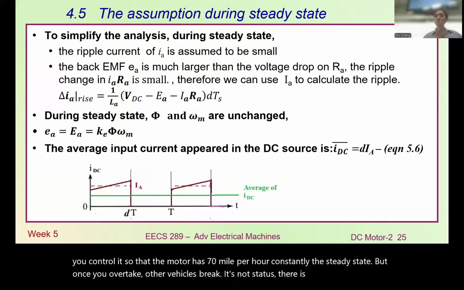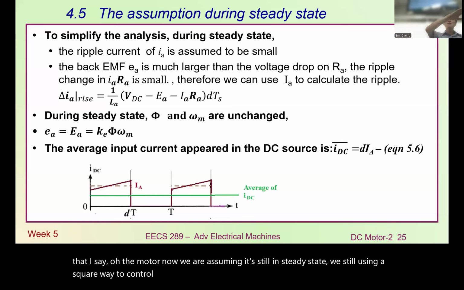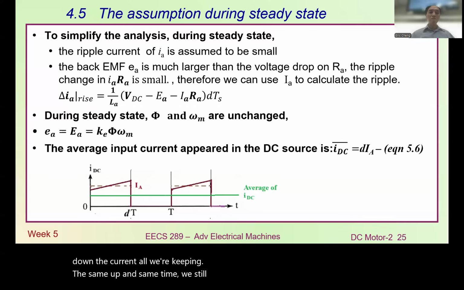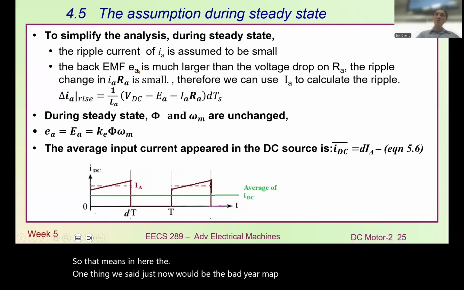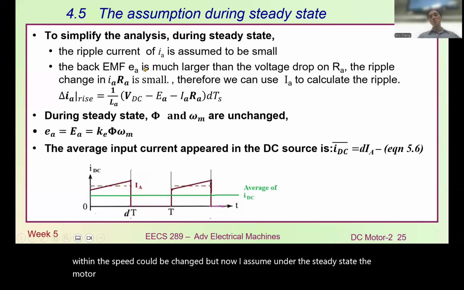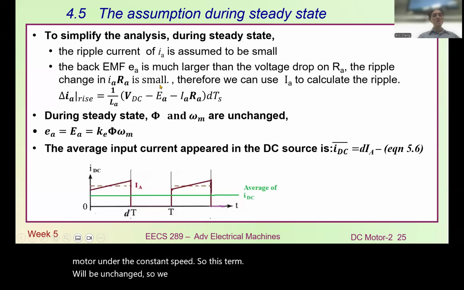So now the motor, we are assuming it's still in steady state. We're still using a square wave to control it, and we know the waveform goes up and down. But in this up and down, the current always keeps the same up and same down. We still call it steady state. So in here, the one thing we said just now is the back EMF. Before we used lowercase, since we thought the speed could change. But now I assume that under the steady state, the motor is at constant speed, so this term will be unchanged. We use uppercase to represent it.